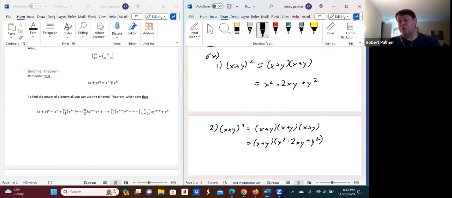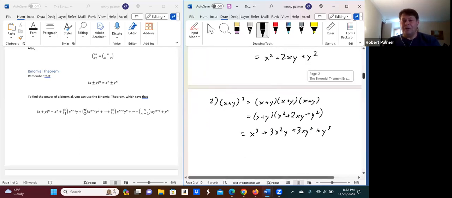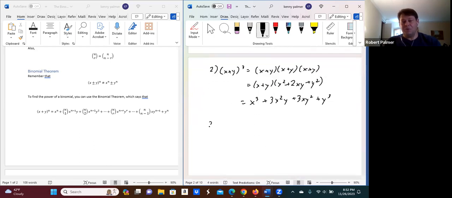And once again, I'm just going to give you the result, but it's a good idea to try this on. If you distribute the x plus y to each one of those terms, what you're going to get is this: x cubed plus 3x squared y plus 3xy squared plus y cubed. Now, those first few are not too bad. But what if you wanted to do, say, 3?